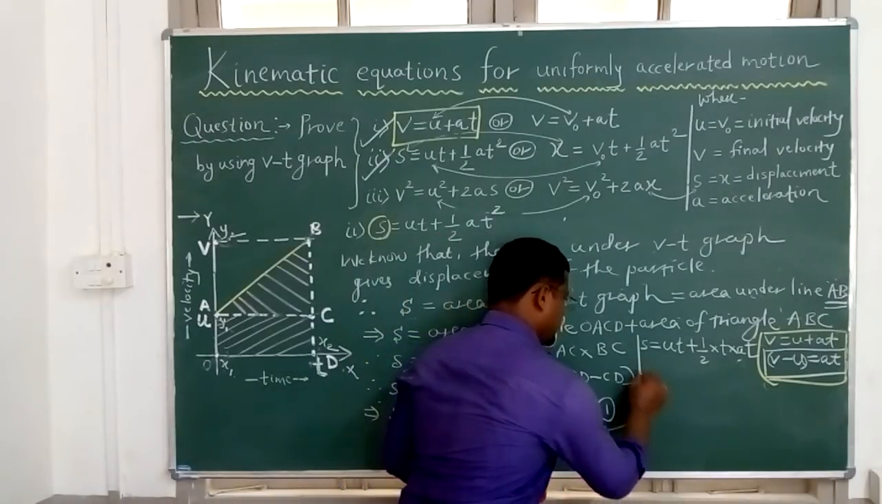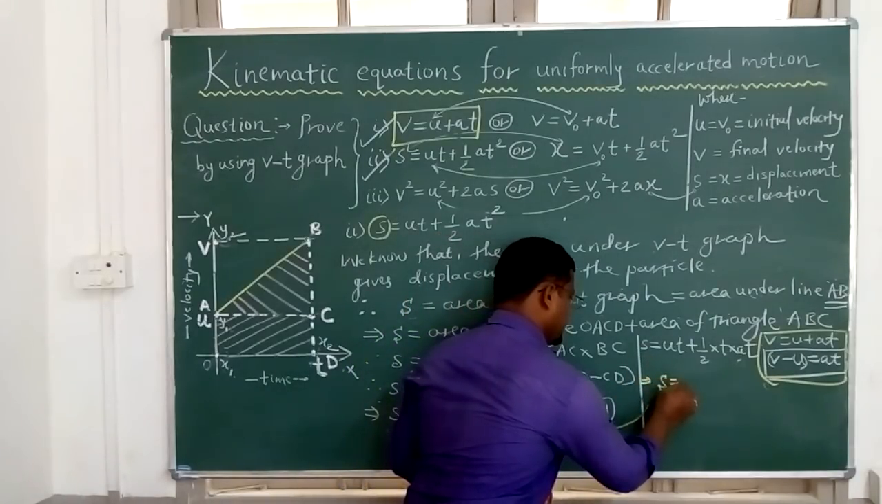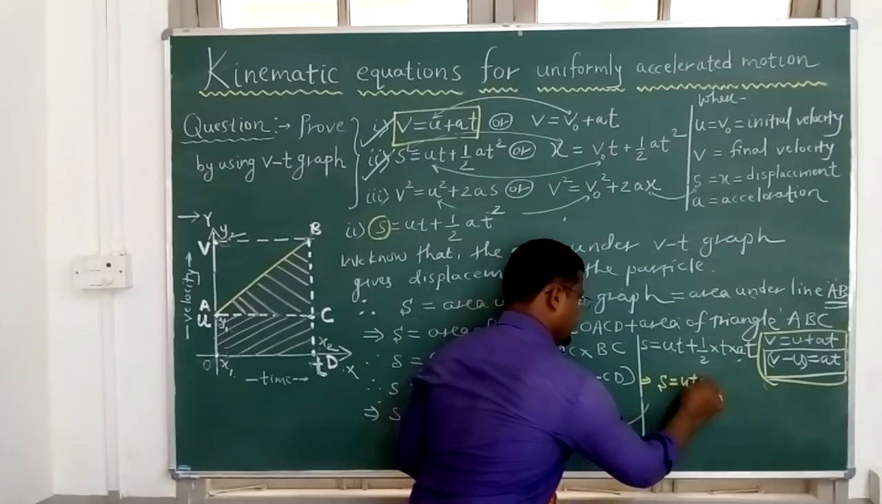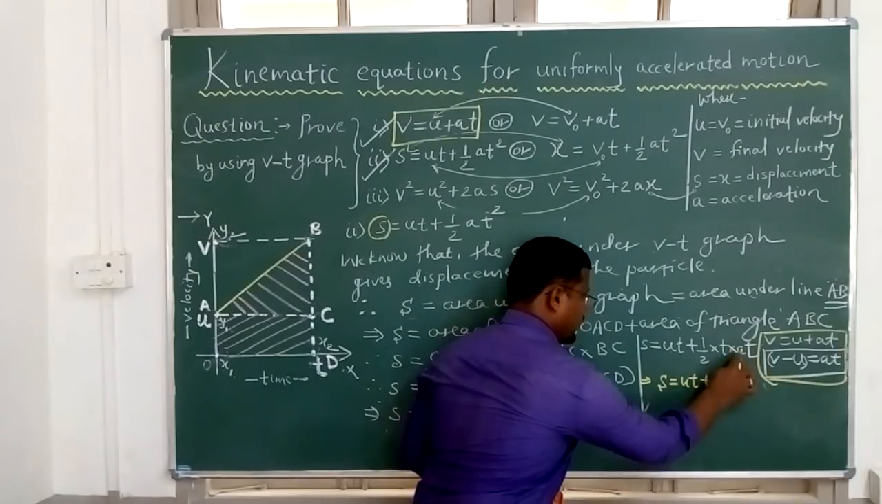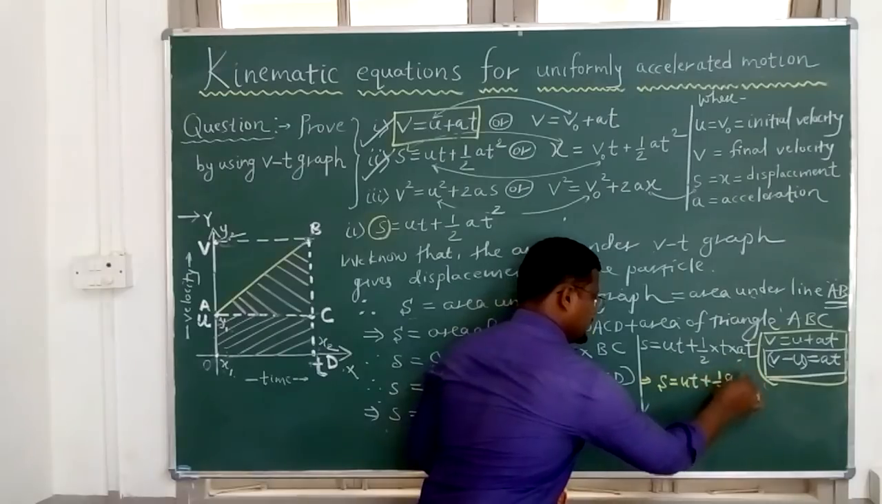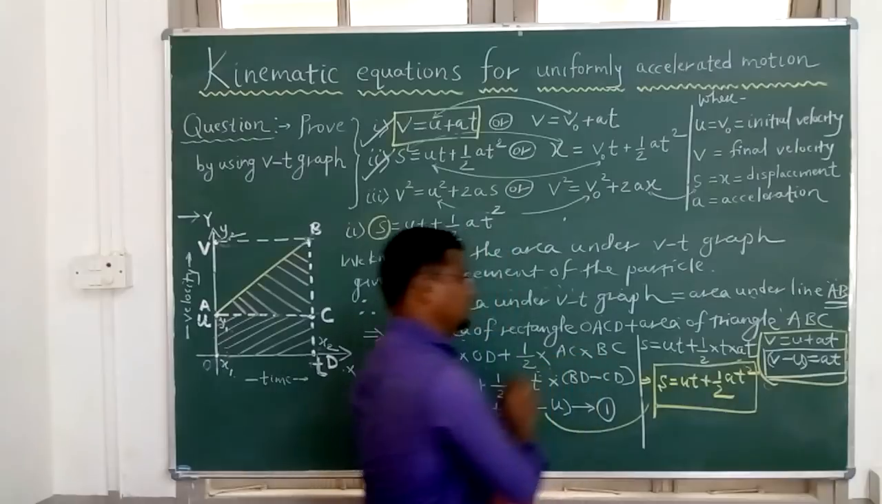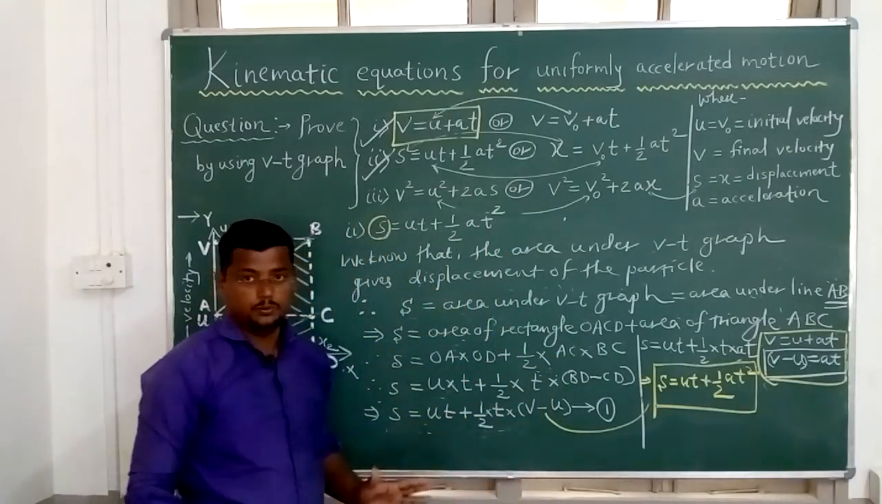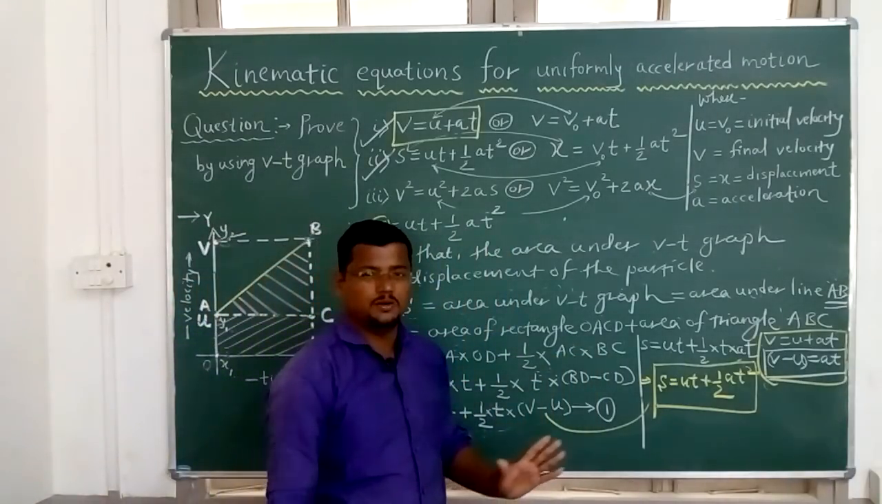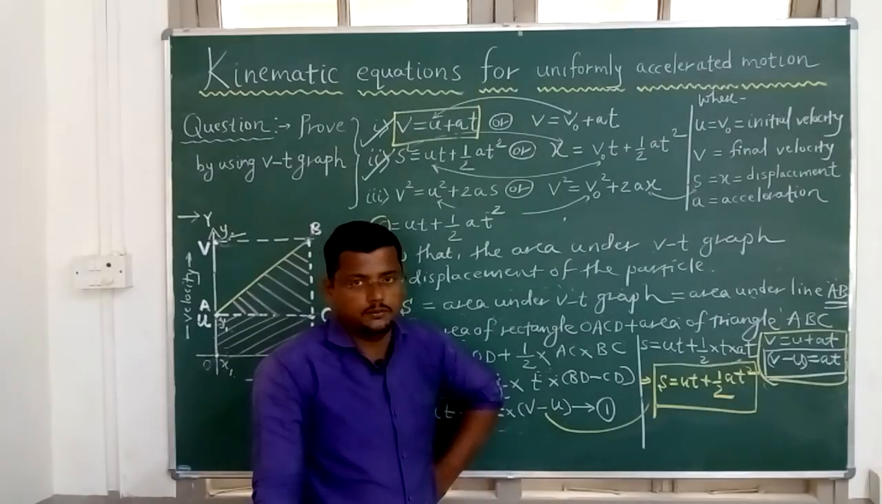This implies that, what is left hand side? S is equal to, what is this? UT plus half A T into T. So it is T square. So this gives my answer, S equal to UT plus half A T square. I hope you are enjoying this. Very simple, not much tough to derive.